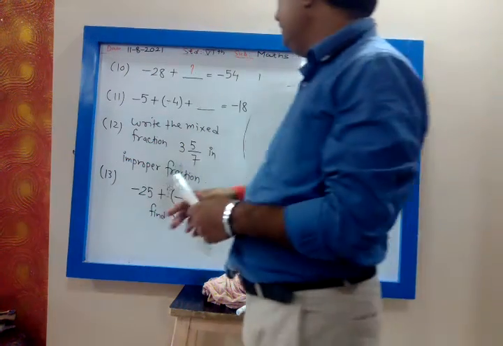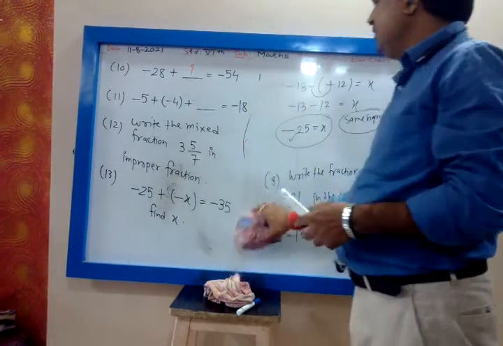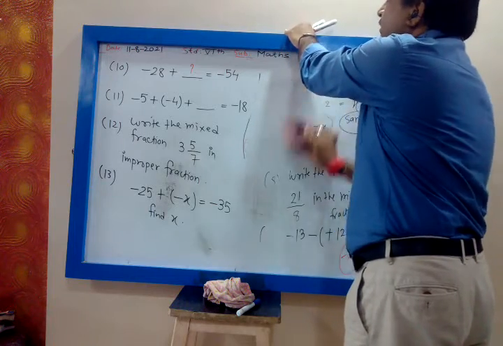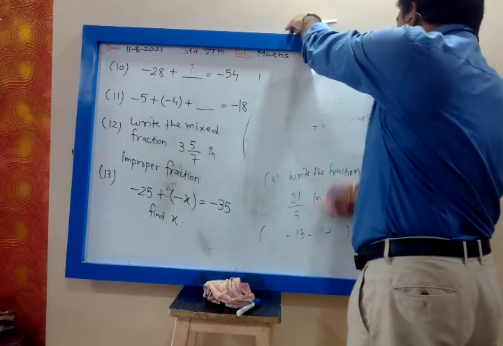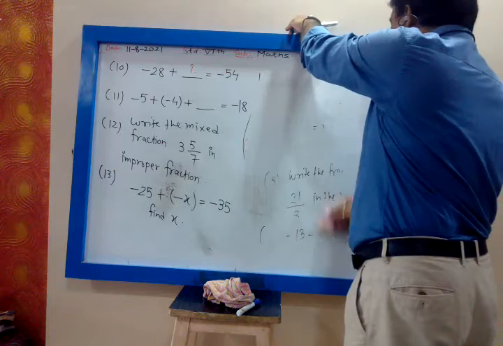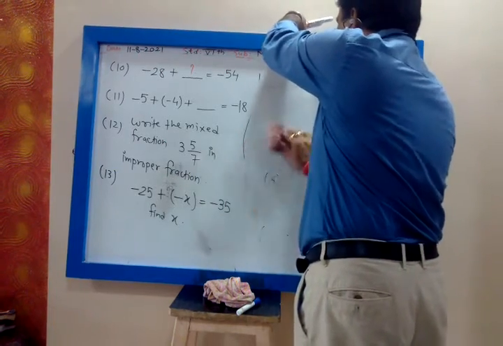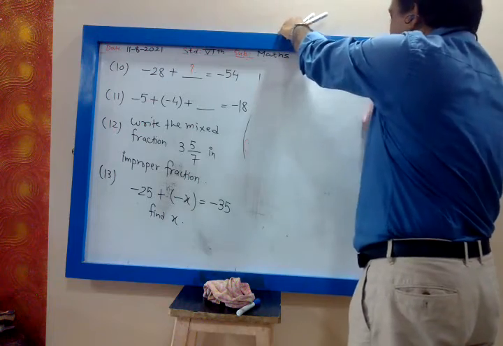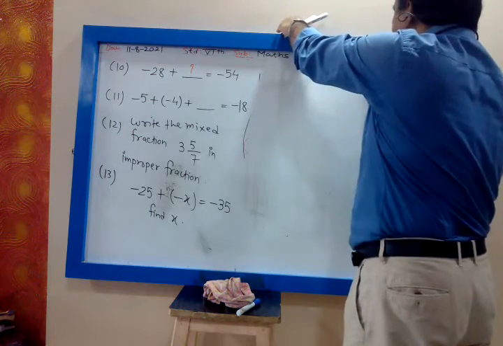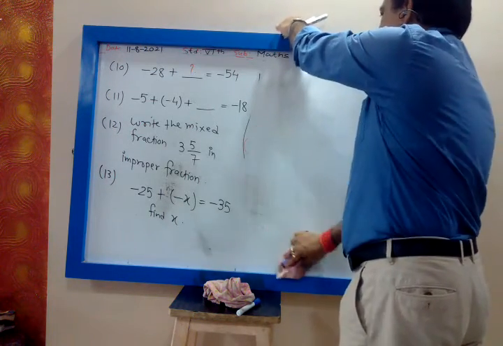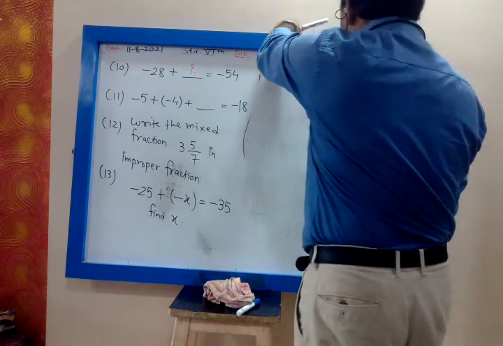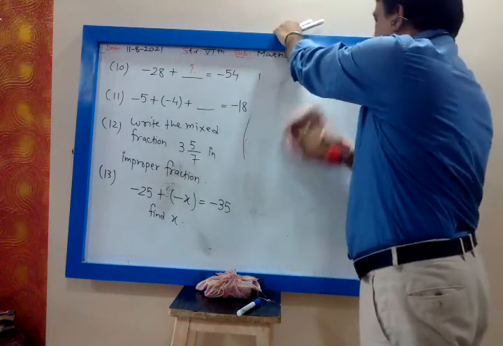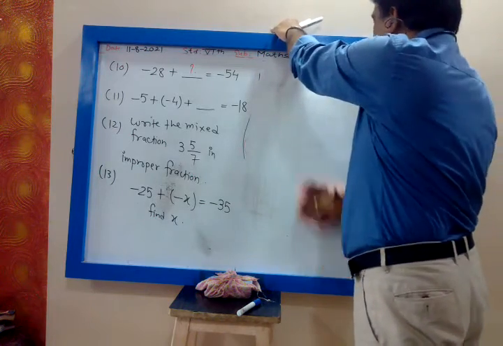Very good. Do 13th, 10, 11th. No, my dear, wrong answer. It will not be plus 82, my dear. This side it is minus 54. So it will not be 82. Neither plus 82 nor minus 82.